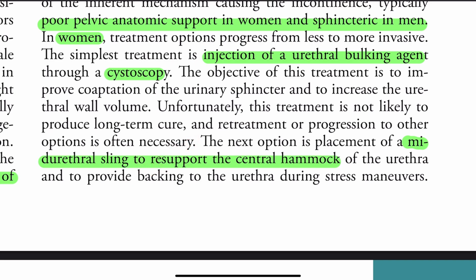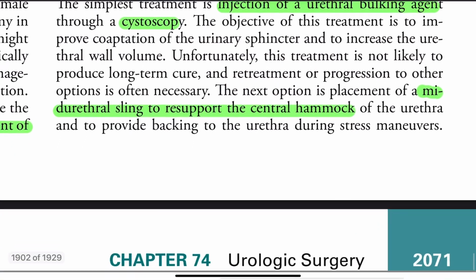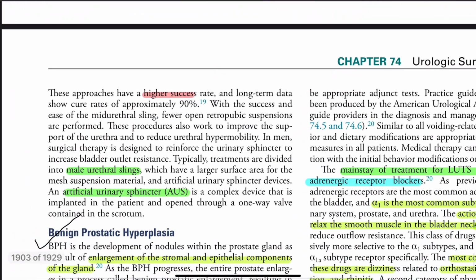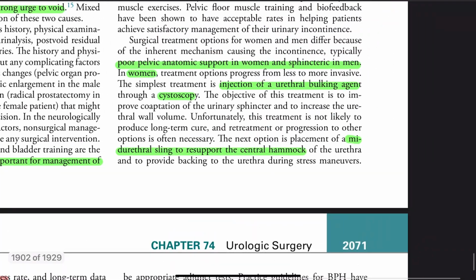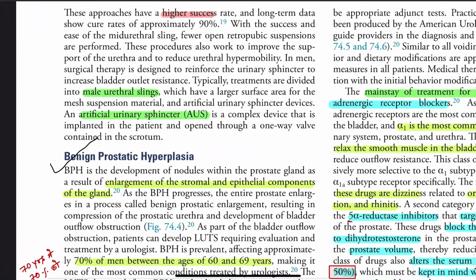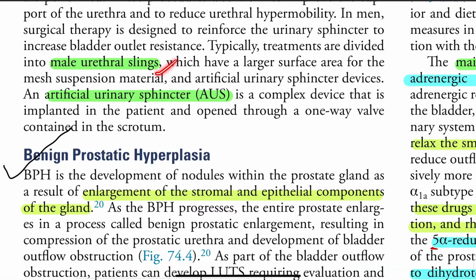The next option, with the highest success rate, is the mid urethral sling. The male urethral sling is also there, and the artificial urinary sphincter is also there.